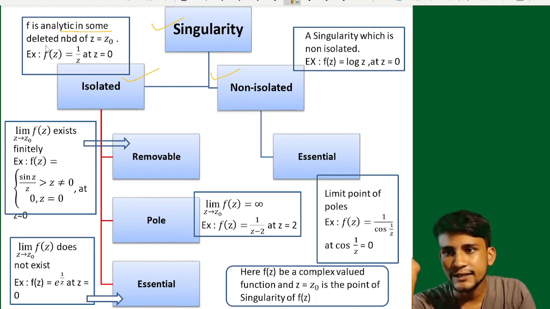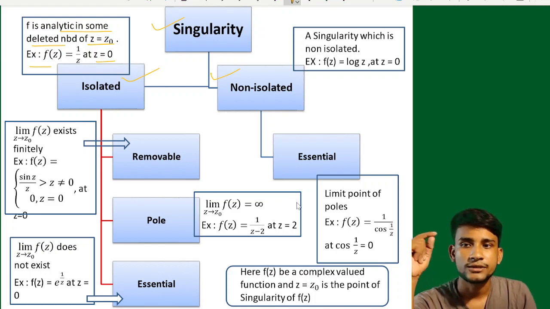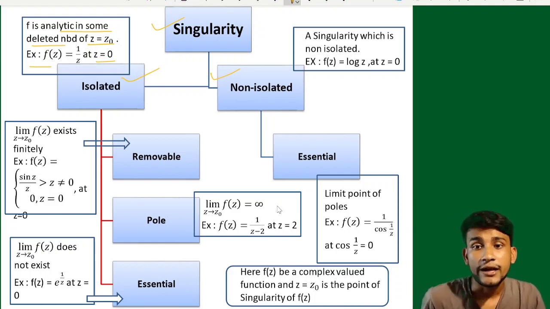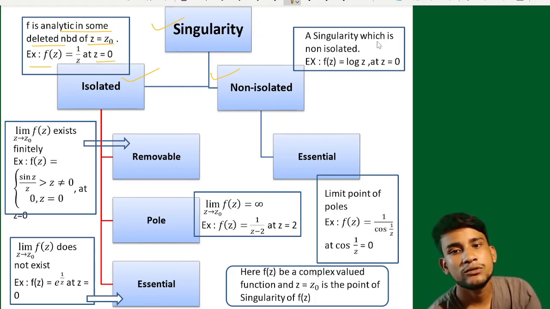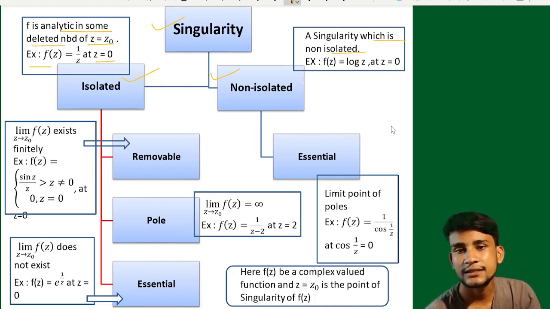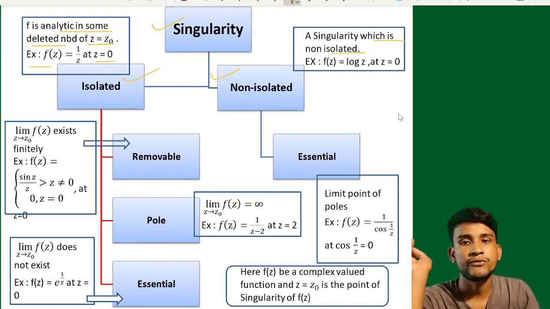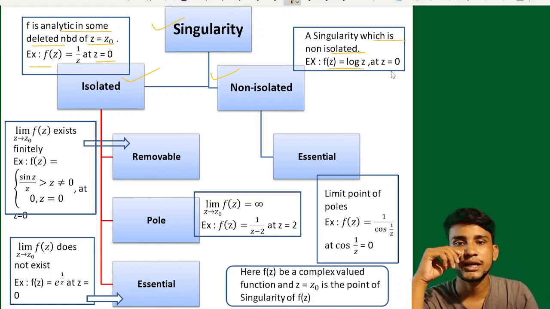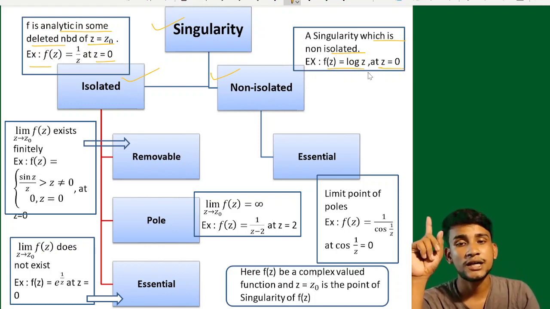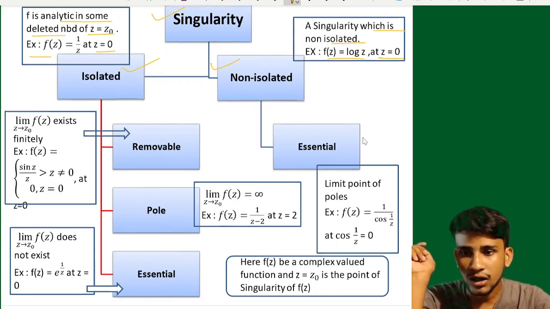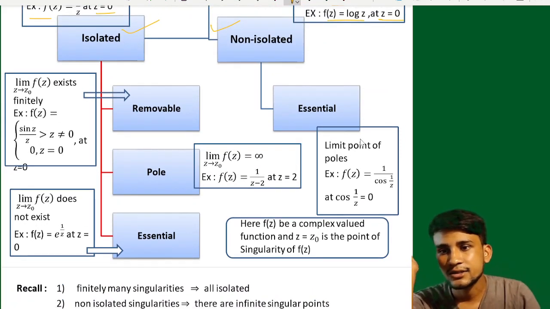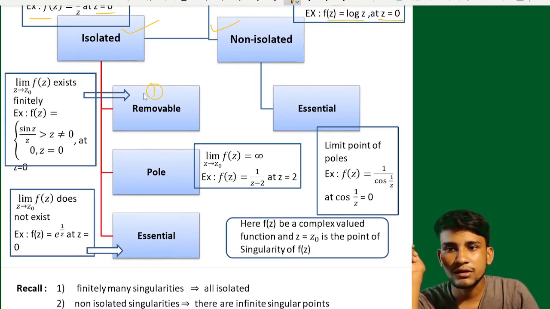So what is an isolated singularity? If f is analytic in some deleted neighborhood of z equal to z0. For example, f(z) equal to 1 by z at z equal to 0. This is an isolated singularity. And a singularity which is not isolated, we say it is a non-isolated singularity. For example, f(z) equal to log z at z equal to 0. Now isolated singularities are mainly three types: one is removable singularity, the second is pole, and the third is essential singularity.